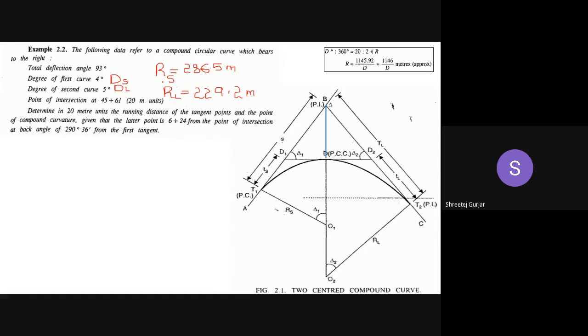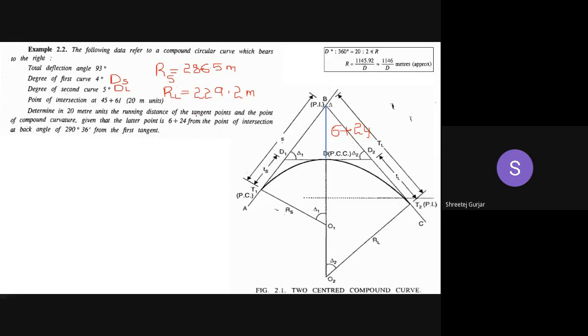Okay. Next, after you calculate the radius, now we need to calculate this length BD. This length BD is already given to us, right? BD, which you can see the blue color line over here. So they have mentioned that this is how much? 6 plus 24. 6 plus 24 chains.